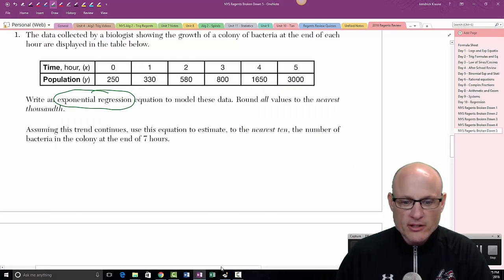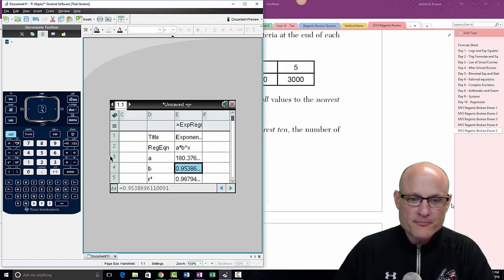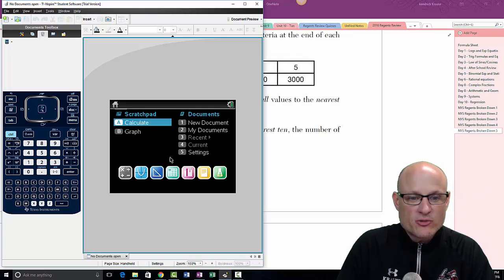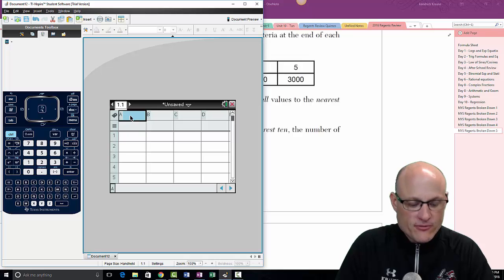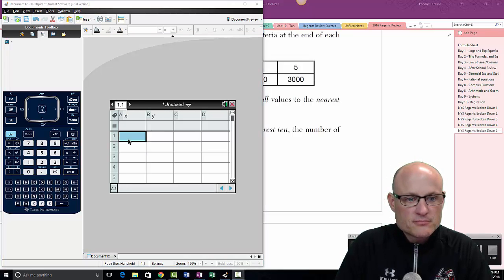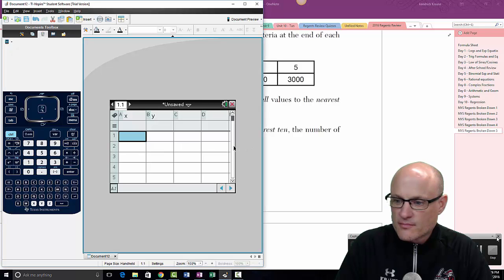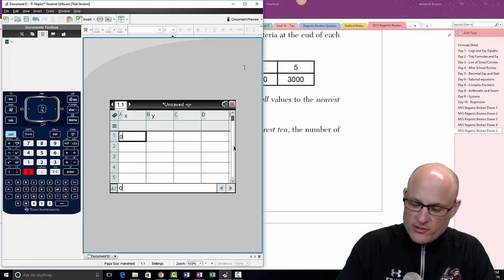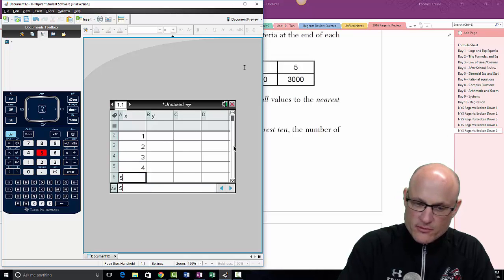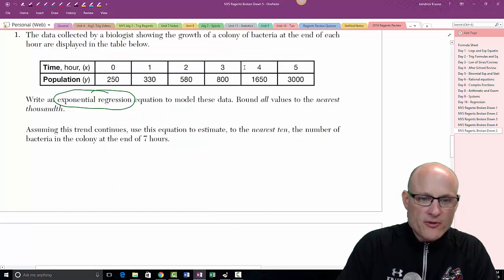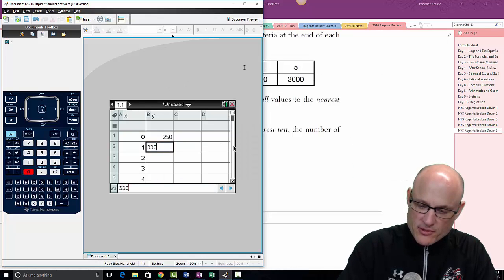So we'll go over to our calculator. Of course, this thing just keeps coming up. Again, if somebody else's stuff is in there or if it's not cleared out, it should be cleared out. Make sure it's all nice and fresh. X and Y. So 0, 1, 2, 3, 4, 5. That's easy. Hopefully you get those down. That's 6. And then 250, 330.